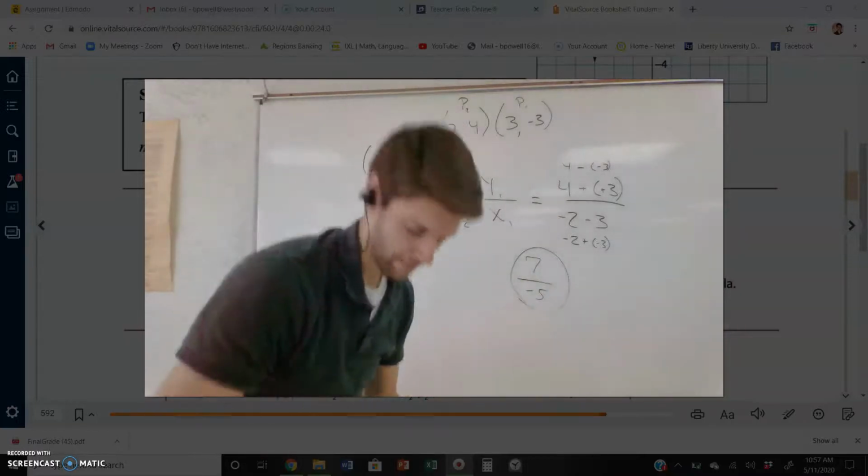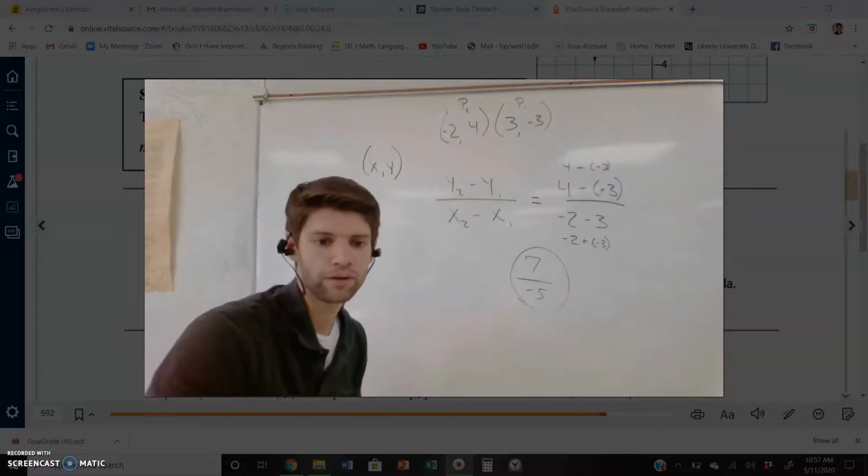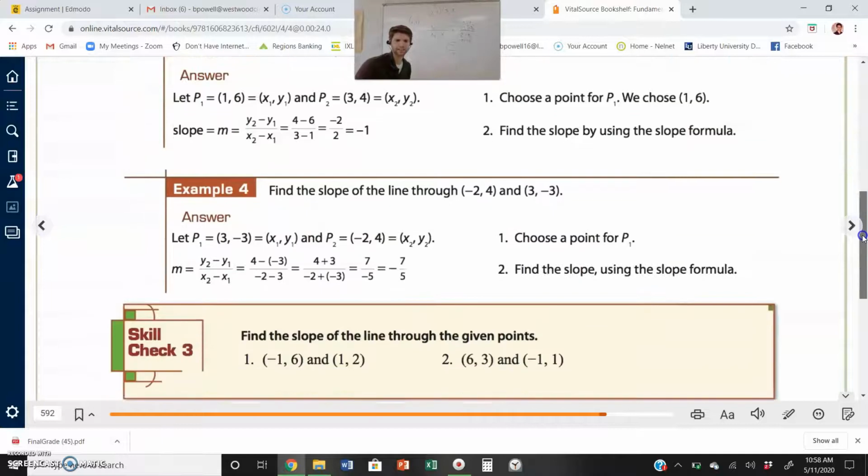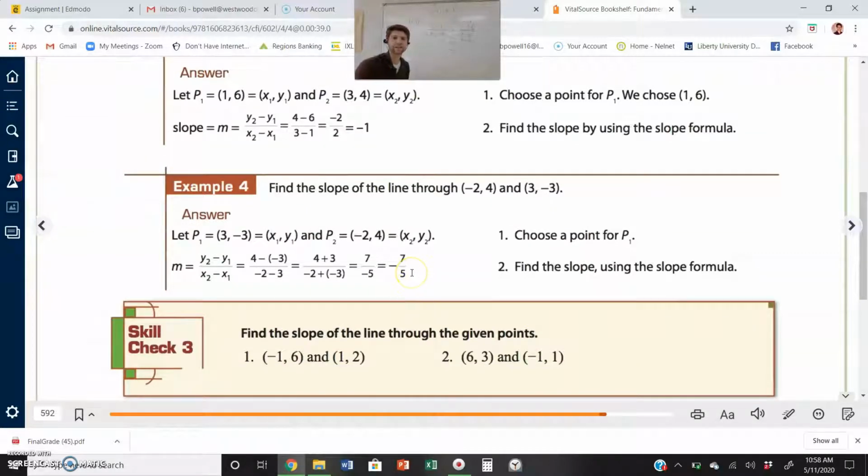So let's see if this is what example number 4 got as well. Scroll on down here. They got negative 7 over 5. So no matter which you choose to be point 1 and point 2, it does not matter. What you have to do is say, okay, y from point 2, which one did I say was point 2? This one. So I need to take that y.